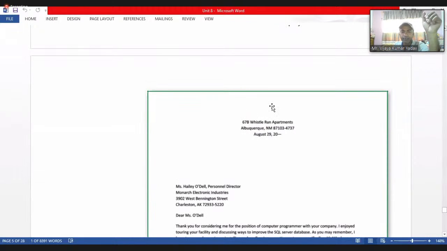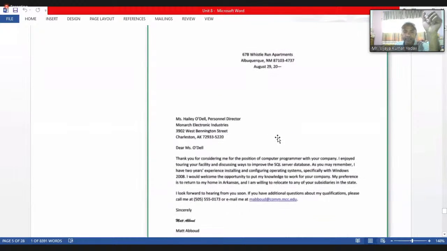So here you leave two line gap. Here two line gap. Then you will write your address and date. Clear? Your address and date. And then here you can leave three line gap. And then you write the name to whom you are writing, name of the employer. So Miss Hallie Odell, personnel director, and then name of the company, industry, then address. Then again one gap, then salutation part same, and below it again one gap.